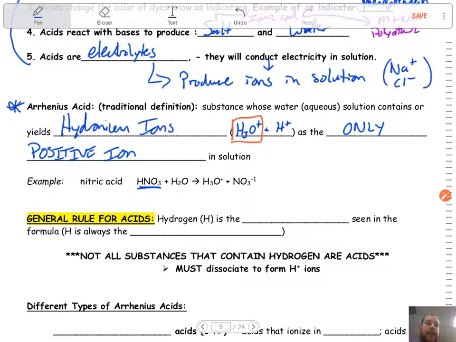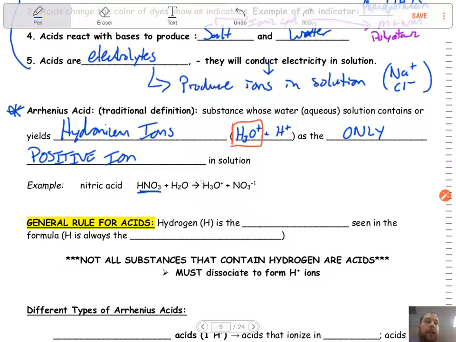in solution, okay? So here's our example, nitric acid. Here's the acid, nitric acid, mixing with water, because again, it's an aqueous solution, and we see, hey, hydronium over there on the right side. It's the only positive ion. So for an Arrhenius acid, that's what we're looking for, is that H3O+, okay?